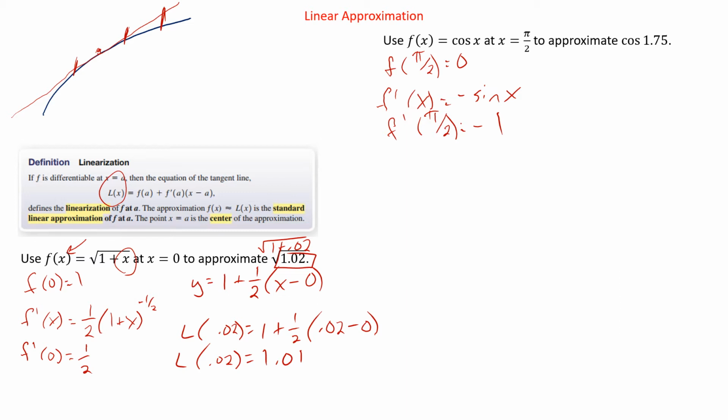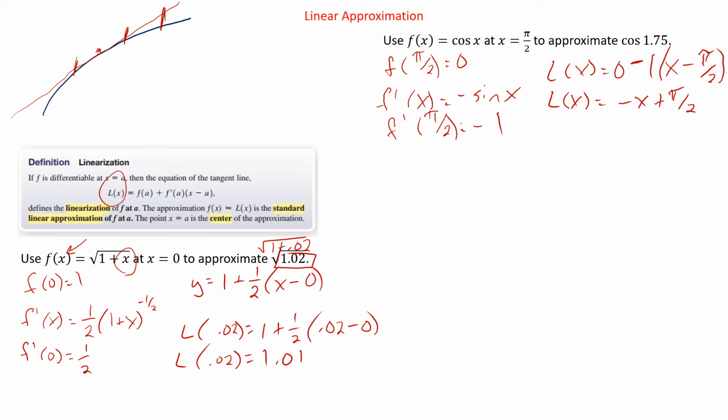So we have L of x equals 0. I'll put the 0 here for now, plus negative 1 times x minus pi over 2, which we can simplify. We don't need the 0, and we can distribute that negative 1 since it's just a negative 1. So that's negative x plus pi over 2.